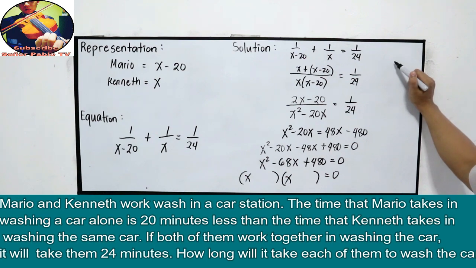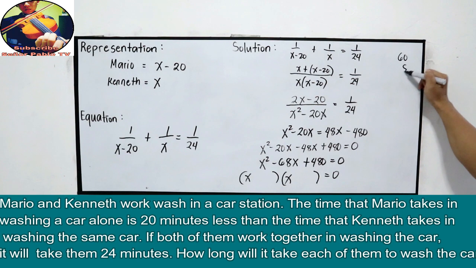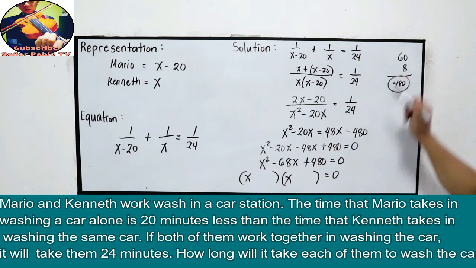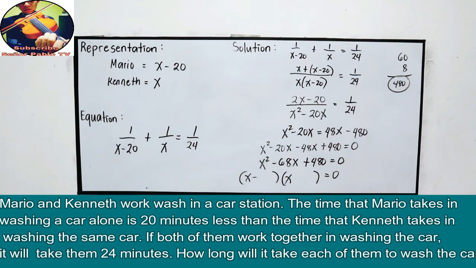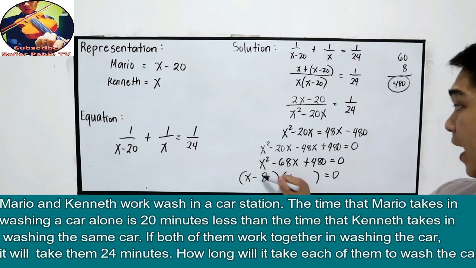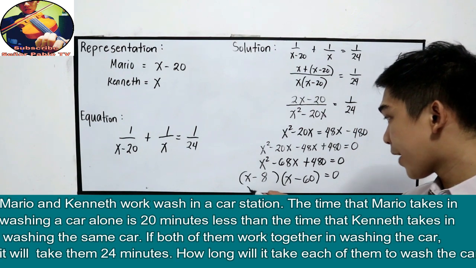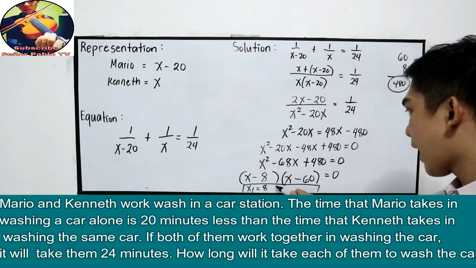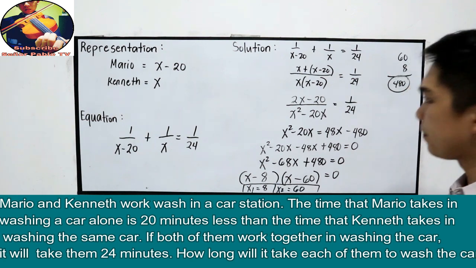Can we try 60 times 8? 60 times 8? Tama ba? 6 times 8, 48. O, sakto. 480. So, negative 8 and negative 60. Ayan. So, equate natin ngayon. Our X sub 1 is equal to 8, and X sub 2 is equal to 60.